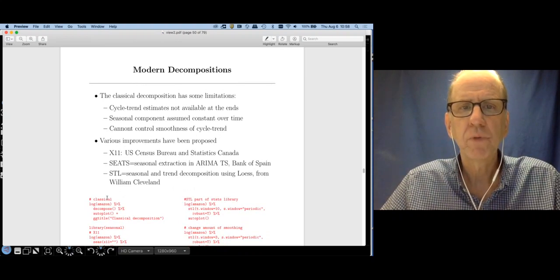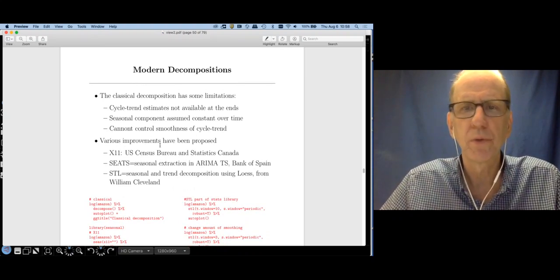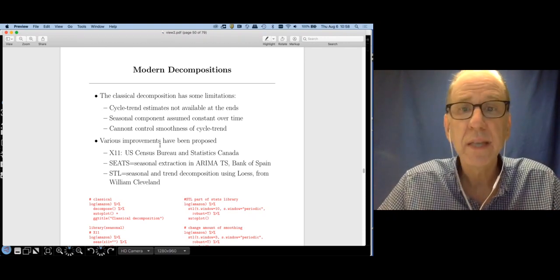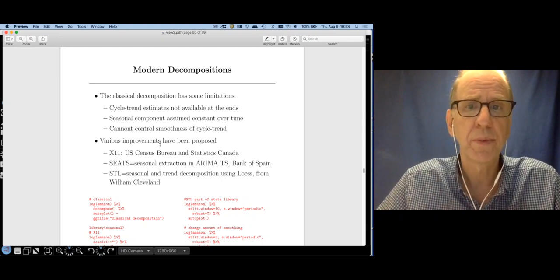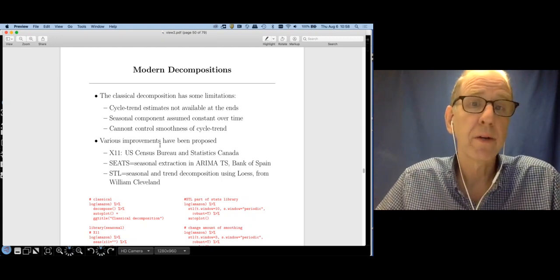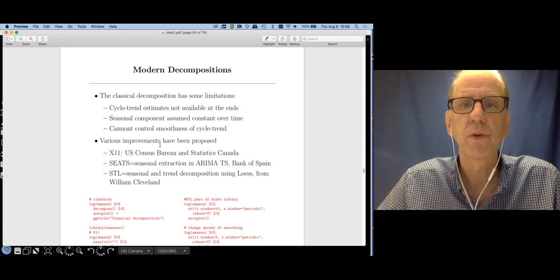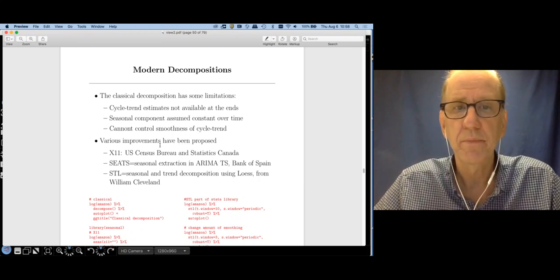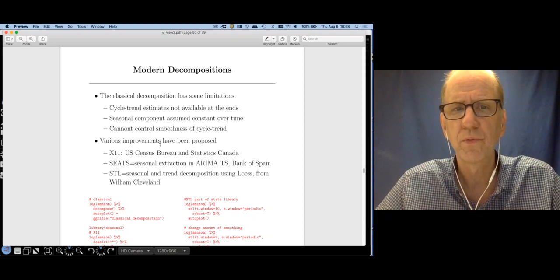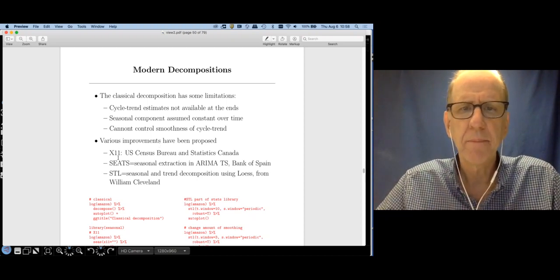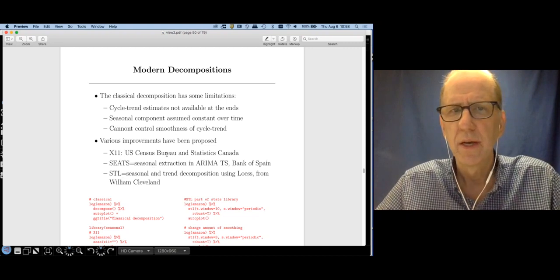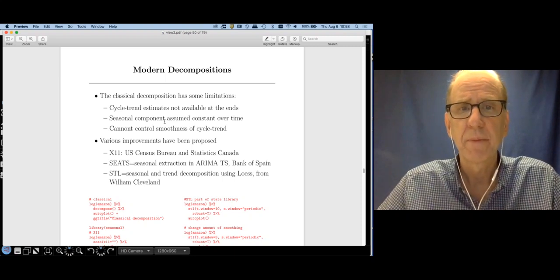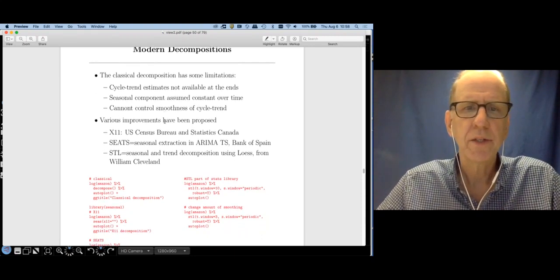Finally, we don't have any real control over the smoothness of the cycle trend. Remember what I said to do with the cycle trend? We set the number of nearest neighbors equal to the seasonal period. Well, maybe that's not the right amount of smoothing, and so it'd be nice to have a little more control over this. I don't intend to really go into how these methods work. The textbook doesn't either. The textbook gives you a few references, but there have been a number of methods proposed to address these limitations. Not all the methods address all the limitations, but I just thought we could give them a try.